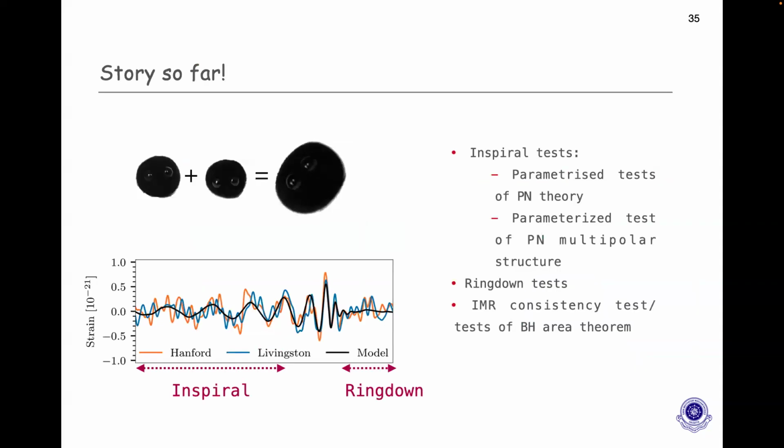Right. So the story so far, we have talked about the inspiral tests. One is the parameterized test of post-Newtonian theory. The second one was the parameterized test of post-Newtonian multipolar structure. The third test that we were discussing is the ringdown test. And the fourth one is the inspiral merger ringdown consistency test, or the test of the black hole area theorem.